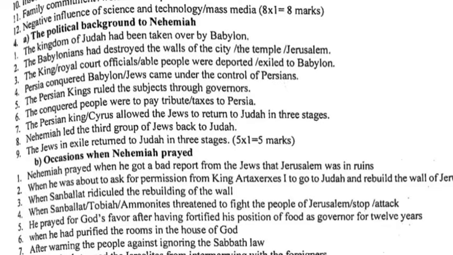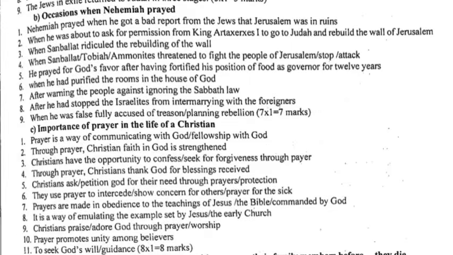Persia conquered Babylon. So the Jews came under the control of the Persians. The Persian kings ruled the subjects through governors. The conquered people were to pay tribute to Persia. The Persian king, who was Cyrus, allowed the Jews to return to Judah in 3 stages. Nehemiah led the third group of Jews back to Judah. The Jews in exile returned to Judah in 3 stages.